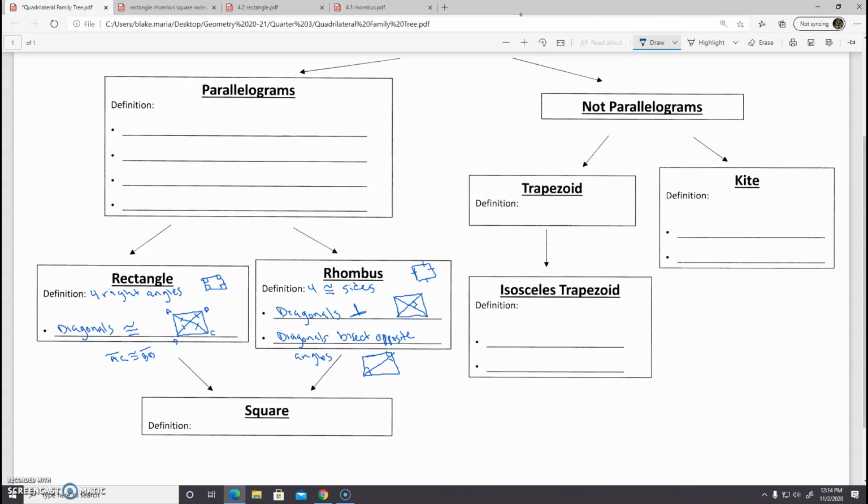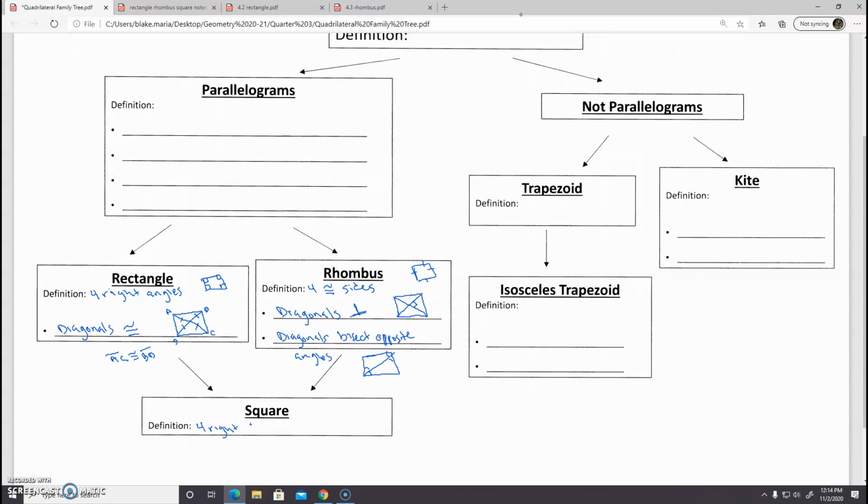And now if it's a rectangle and a rhombus, you would call it a square. This is four right angles and four congruent sides. It's got to have both.